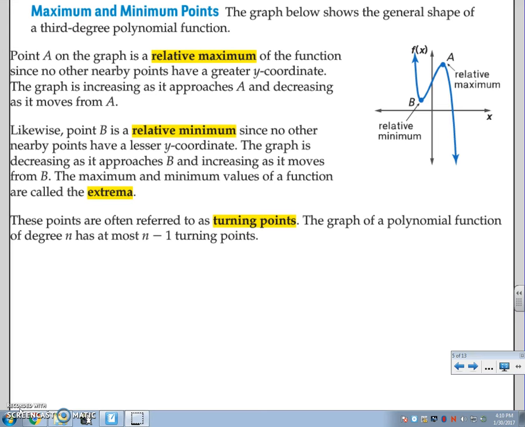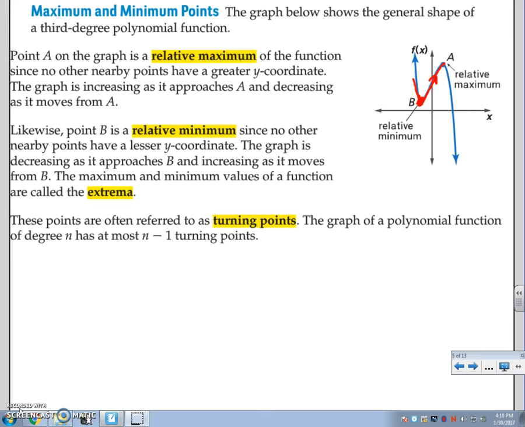These are also called extrema. So minimums and maximums are always called extrema. And also where the minimums and maximums are, those are called turning points. Turning points just mean when the graph turns. So for example, this right here is going down, it's decreasing, and then it turns, it starts going up. So that's a turning point right here. That's a turning point. Went from going down to going up.